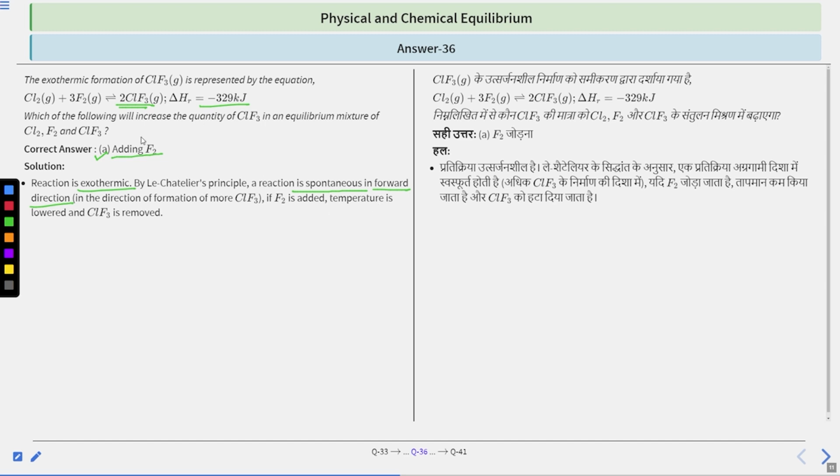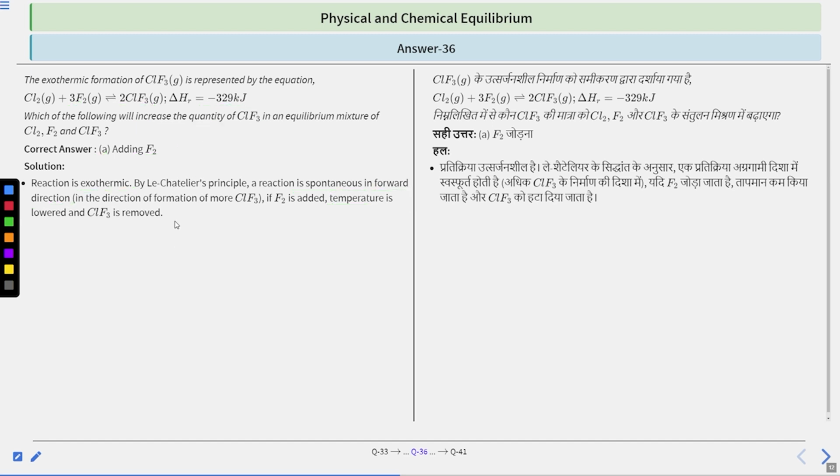So basically, we have asked in the question which condition will increase the quantity of ClF3. It is given that the reaction is exothermic. So by Le Chatelier's principle, if F2 is added on the reactant side, the temperature is lowered, and ClF3 is removed, then the reaction is spontaneous in the forward direction. Hence option A, that is adding F2, is the correct answer.